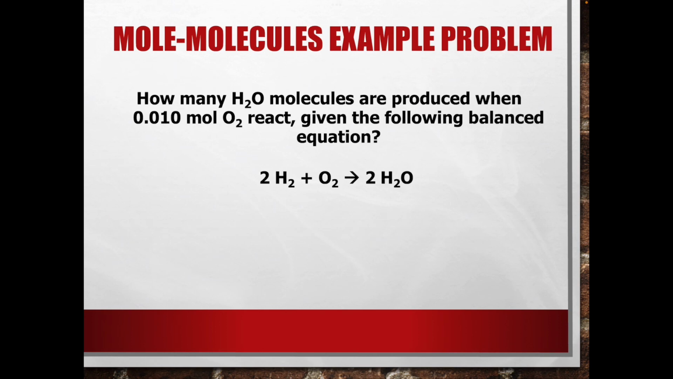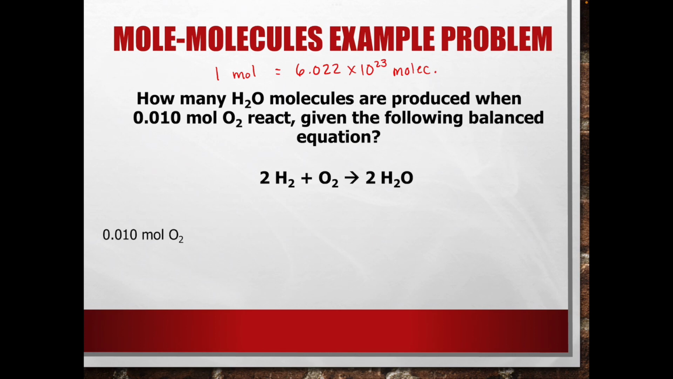All right, we have one last type of problem I want to cover today, and that's our moles to molecules. This is very similar to what we've been doing, except instead of converting to grams using the molar mass, you're going to convert to molecules using Avogadro's number. So our key conversion here is that 1 mole is going to equal 6.022 times 10 to the 23rd molecules of whatever it is. So this says how many water molecules are produced when 0.010 moles of O2 react.